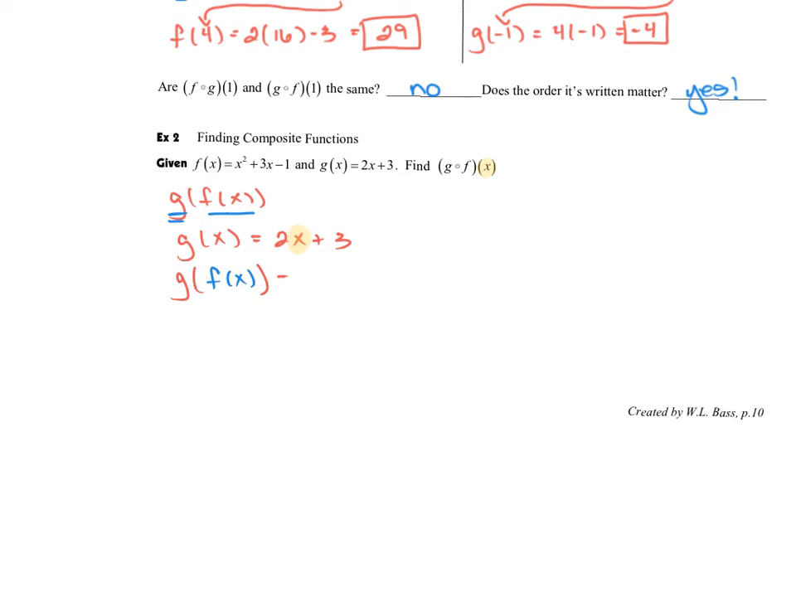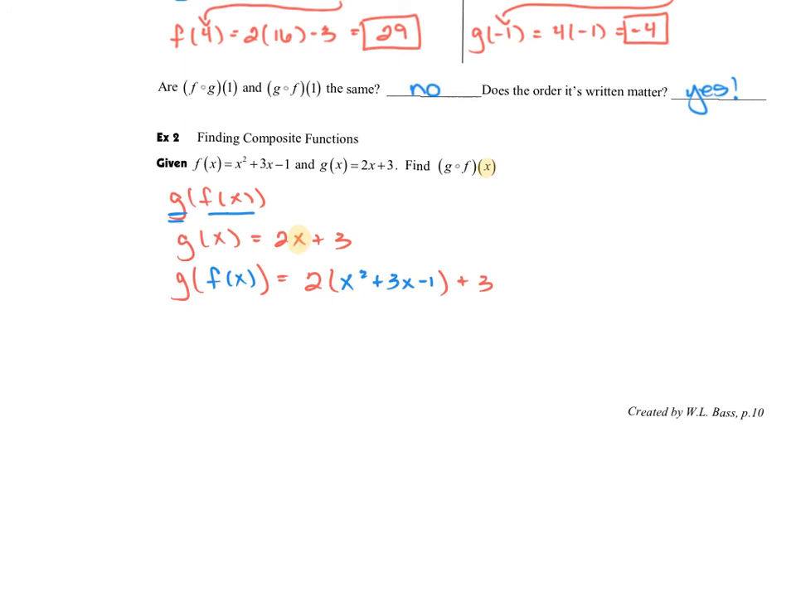So let's go ahead and do that. And I'm going to even color code this. It might make this pop out for you a little bit better. So that x, instead of being replaced with a number, is going to be replaced with the entire f function. So I've got an x squared plus a 3x minus a 1, just as if that was a number. And then, of course, I still have the plus 3. So all of these elements of the original g function have to be there.